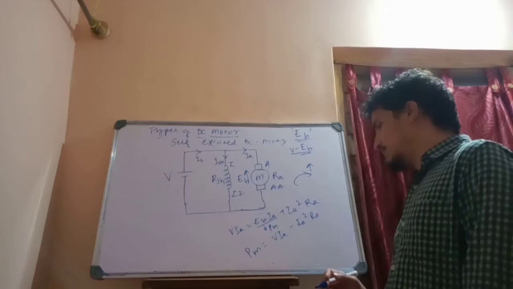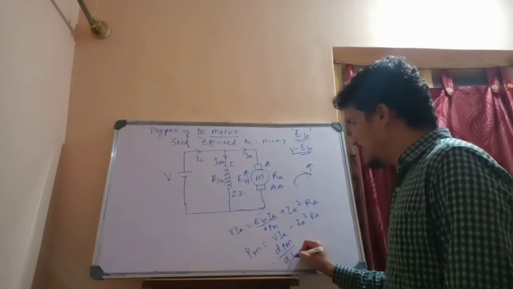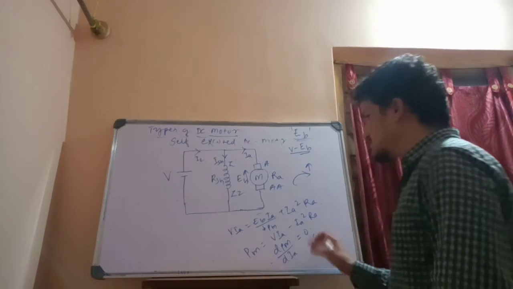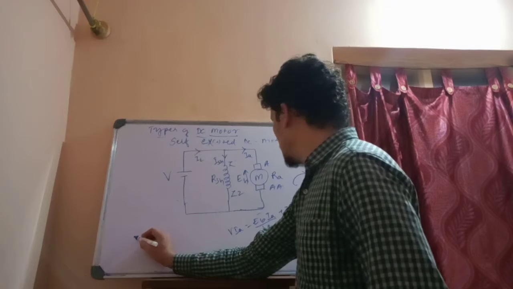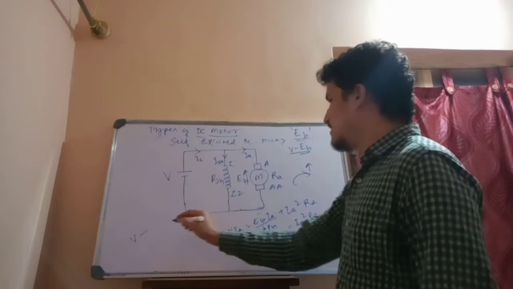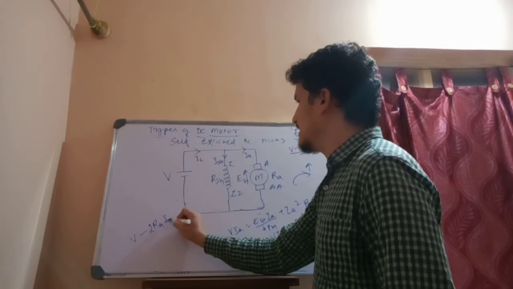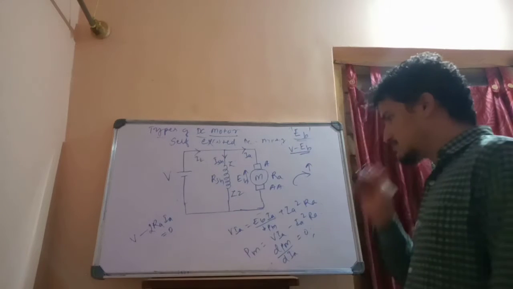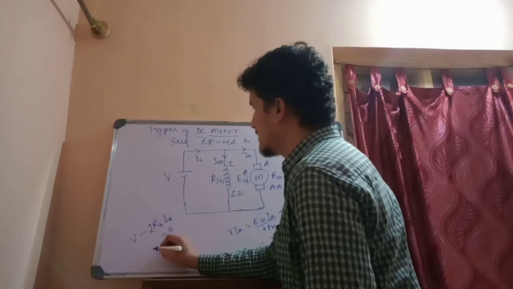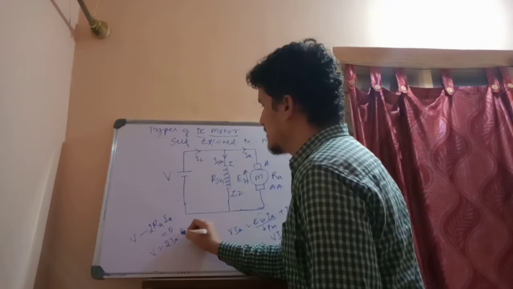So for the power to be maximum, what is the condition? dPm divided by dIA must be equal to 0. Now you differentiate this and equate to 0. So that will go like this. V into dIA by dIA is 1, minus RA into 2 into IA must be equal to 0. So what is V? V must be equal to 2 into IA RA, right?